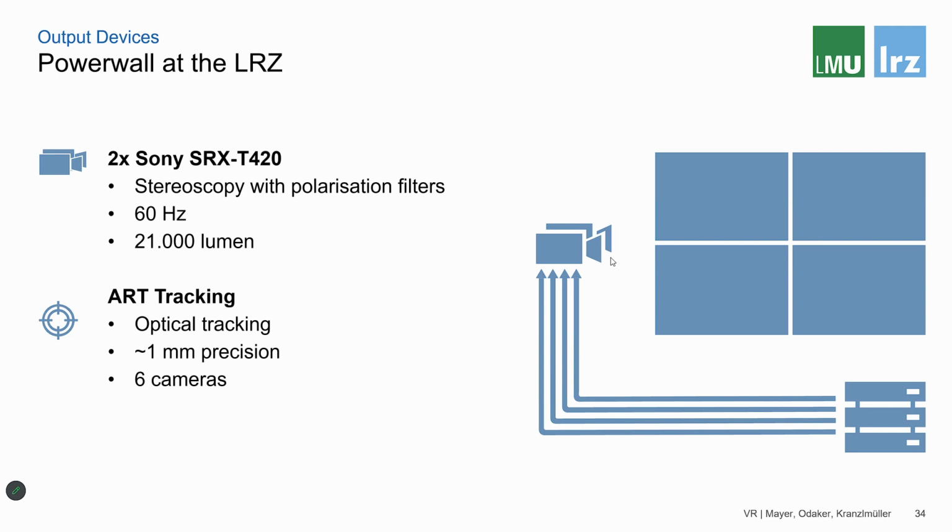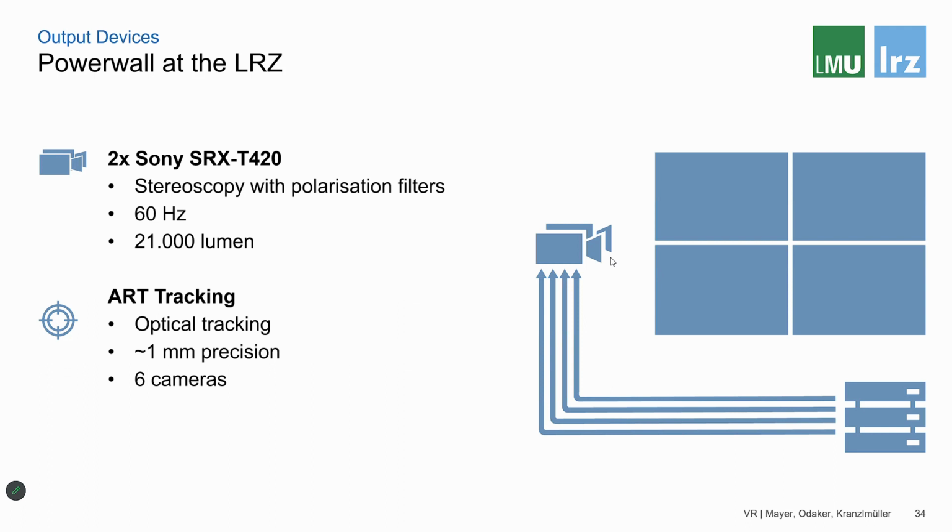The Powerwall also has a tracking system because it is designed to display interactive content, and you want to be able to control it via an input device. And we are using an ART system. It's a 2nd-gen ART system for the Powerwall. That means it's an optical tracking with 6 cameras, which gives you around 1 millimeter precision, and it gives a tracking frequency of 60 hertz, so 60 data frames per second. And these 6 cameras are mounted on top of the Powerwall. And as I said, it has 4 input channels to connect to the 4 servers in the basement.